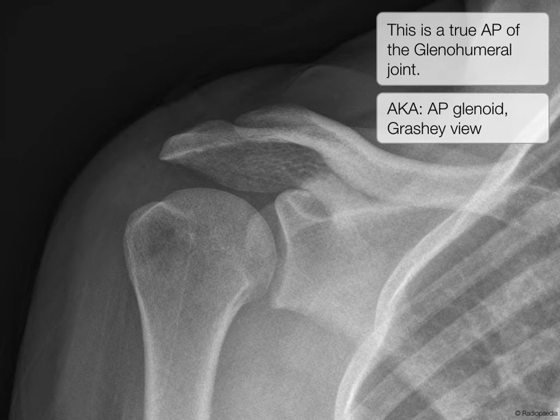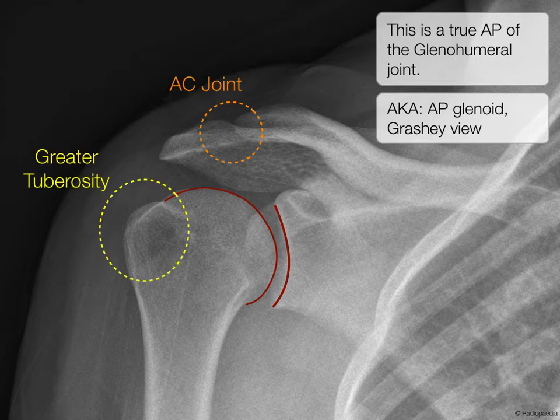Let's begin with the standard true AP of the glenohumeral joint. There are various ways to take an AP, but this is my personal favorite. So let's get our bearings here. First, these dark red lines show the cartilage or articular surfaces of the humeral head and glenoid. Up here, we find the AC joint. Next, the greater tuberosity, which sits laterally with relation to the humeral head on this view. Finally, let's mark the anatomic and surgical necks.